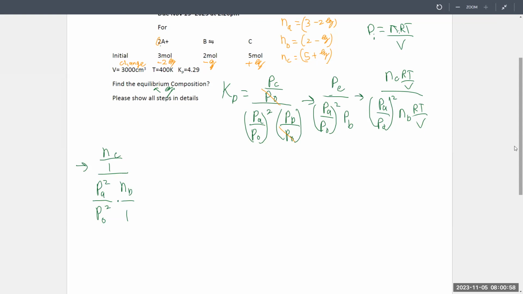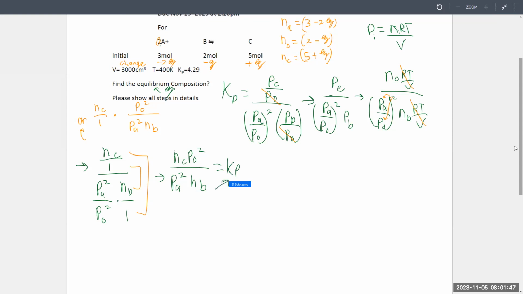And you simplify that. I'm going to come write the simplifications over here. I like to do this group method. You could also do the reciprocal, or you could do NC over 1 times the reciprocal of the bottom, which is just the same thing on the bottom, but flipped over. So P naught squared over PA squared NB, which is going to give you the same answer. That's going to give you NC P naught squared over PA squared NB. Cool. And then that's still equal to KP.